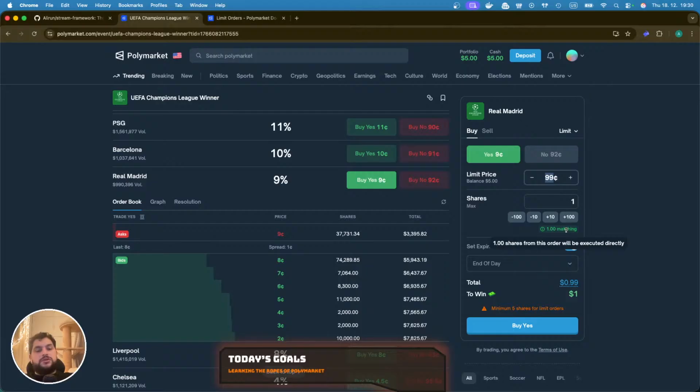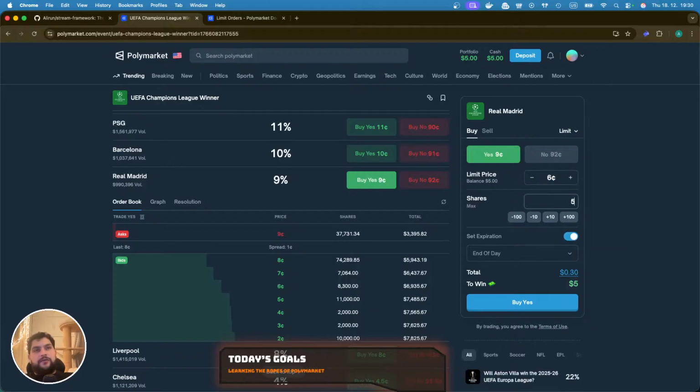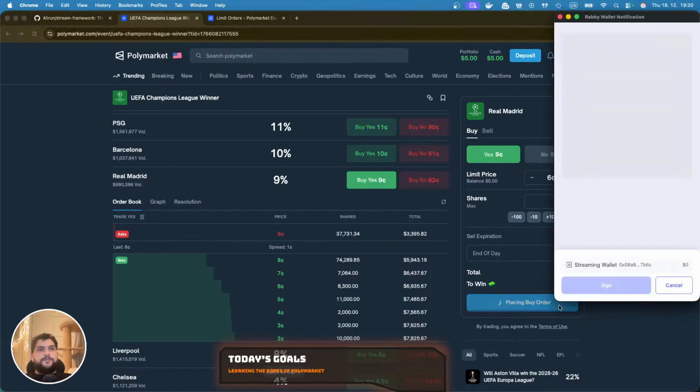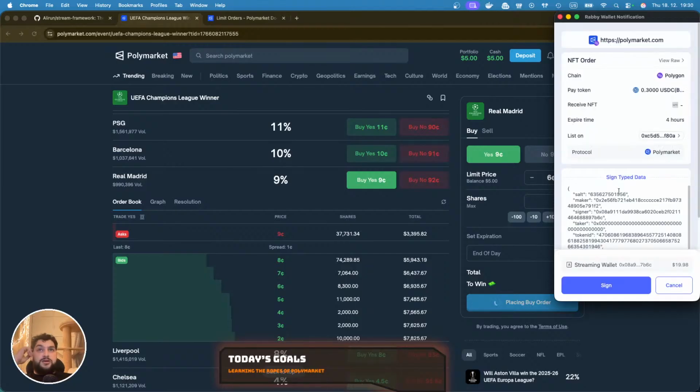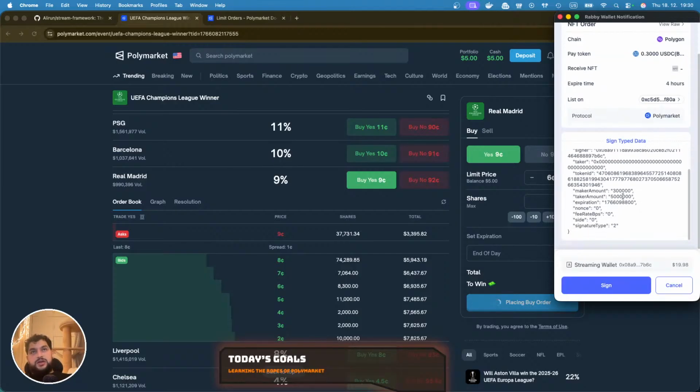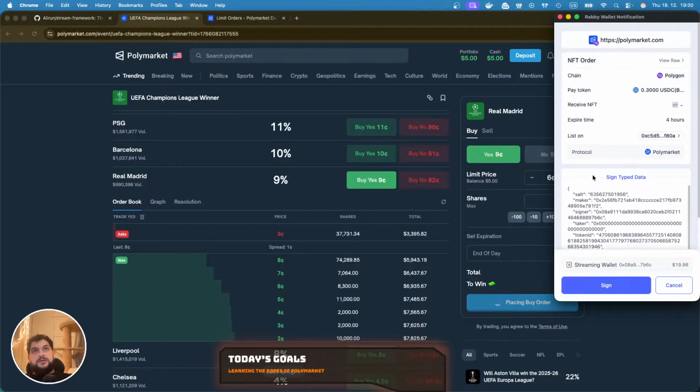Okay, so let's just put 5 shares at 6 cents. Basically, we're betting 30 cents. Now we are signing typed data, which means we are not gonna be transacting ourselves.